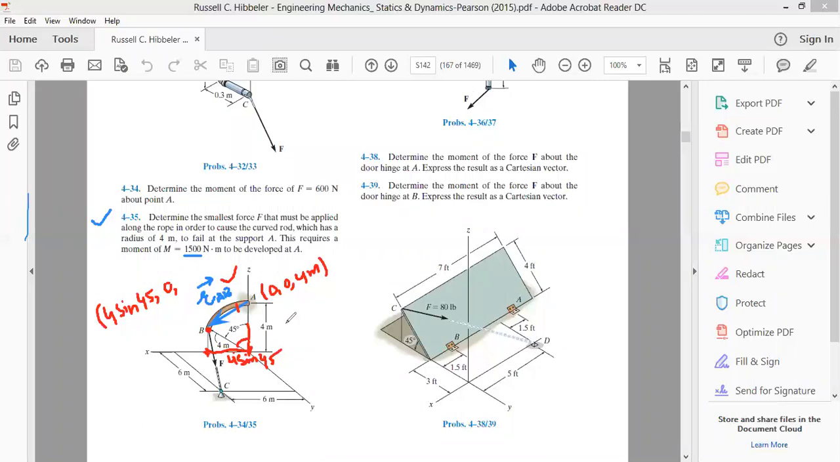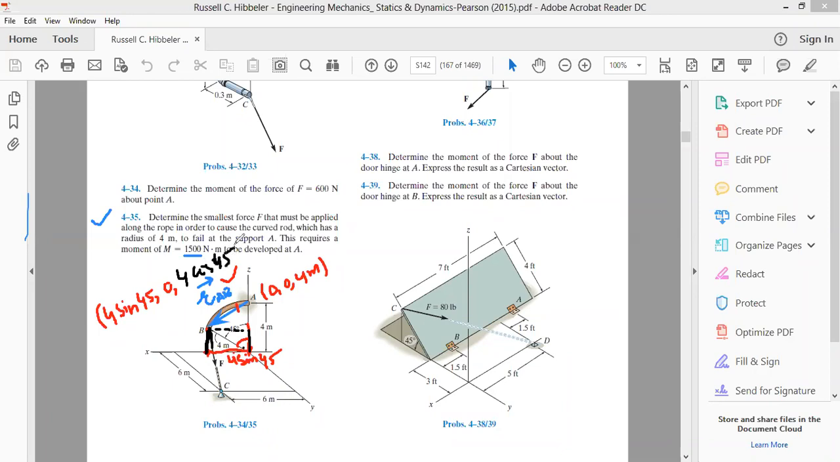In order to reach point B, we have to describe this much distance. This distance is 4 meters, and this angle is 45 degrees. Therefore, we can resolve this 4 meters. We can say that this distance is equal to this distance, which is equal to 4 cos 45 degrees.